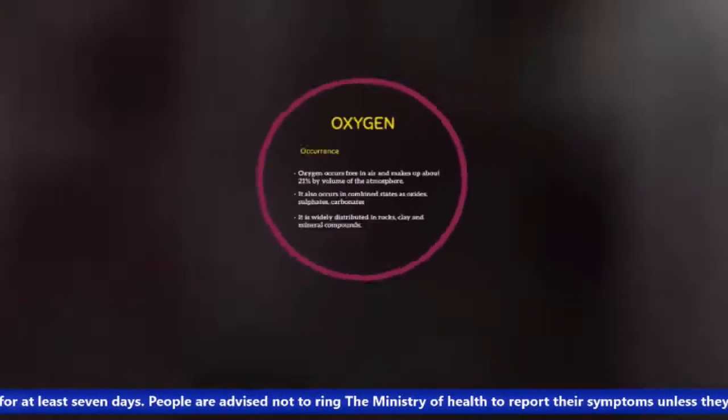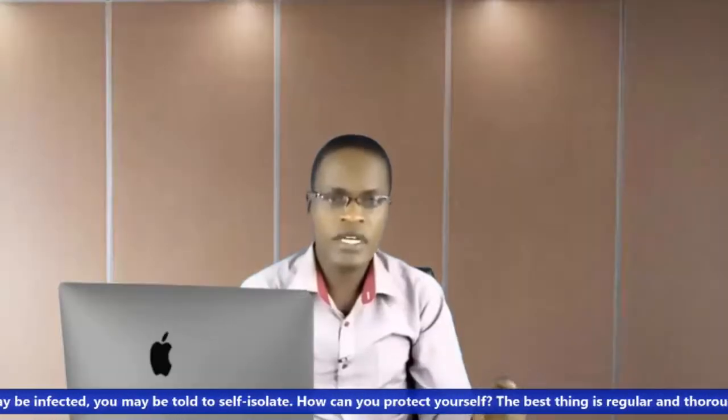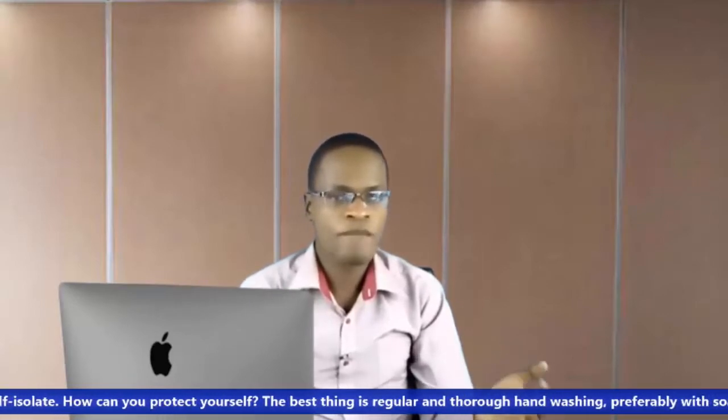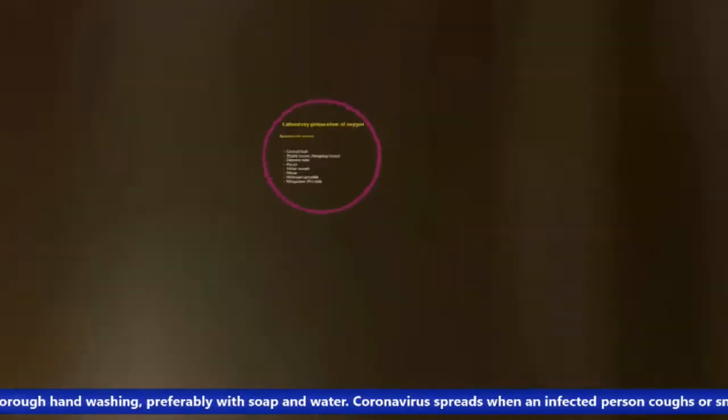Let's look at the laboratory preparation of oxygen gas. In this case, we shall use a conical flask, crystal funnel or dropping funnel, delivery tube, gas jar, water trough, water, hydrogen peroxide, and manganese oxide.